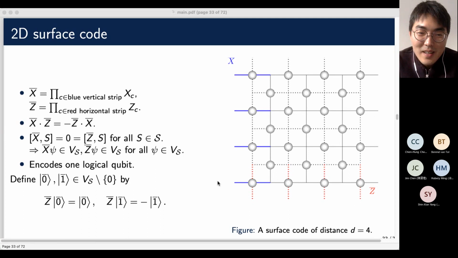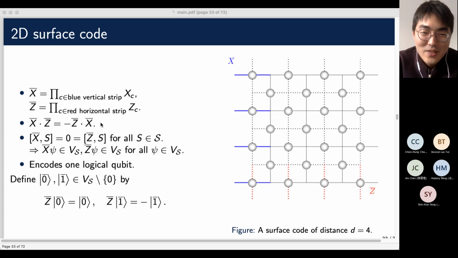And we also have logical operators X bar and Z bar. They are defined as the product of X on this vertical strip, or the product of Z's lying on this horizontal strip.